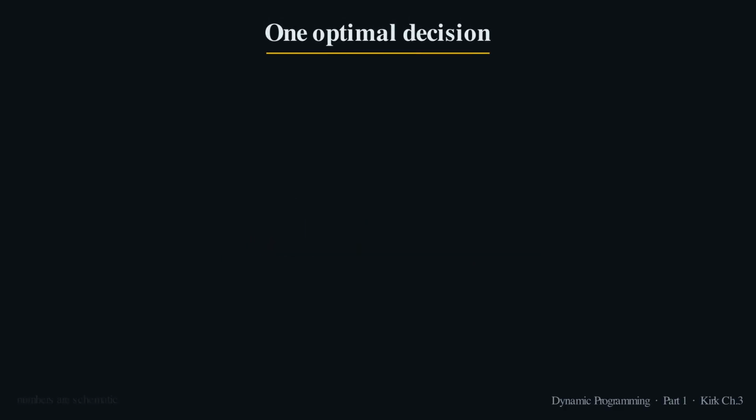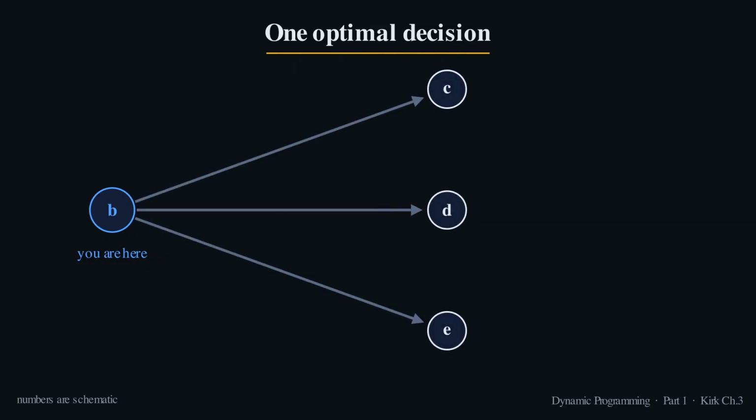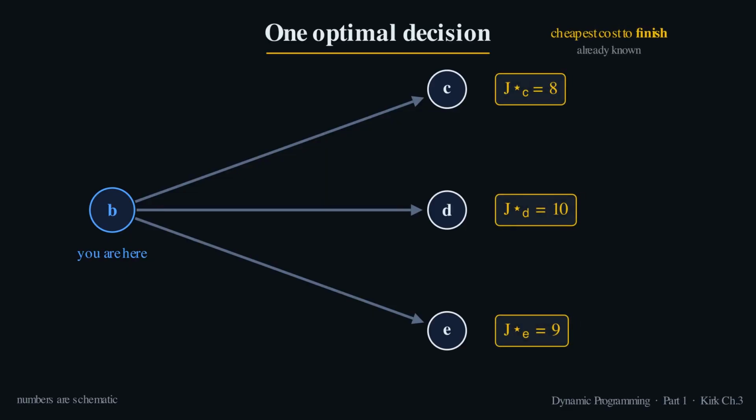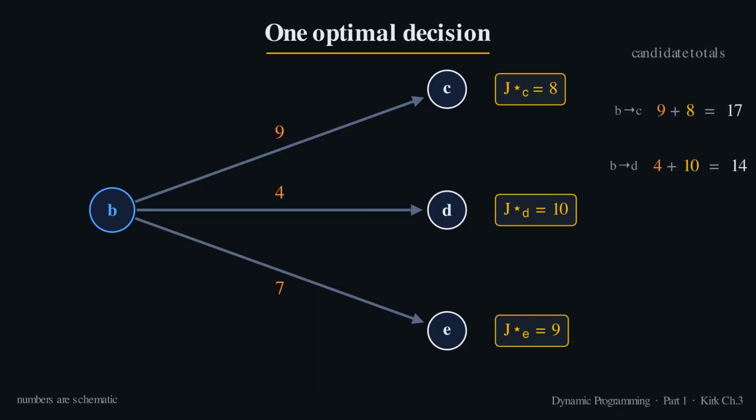Watch what that idea buys us. It shrinks a giant planning problem down to a tiny one. Say you're standing at a point B and you've already been handed the cheapest cost to finish the trip from each place one step away, from C, from D, from E. Those are your downstream optimums. Then your only job at B is to pick the next hop.